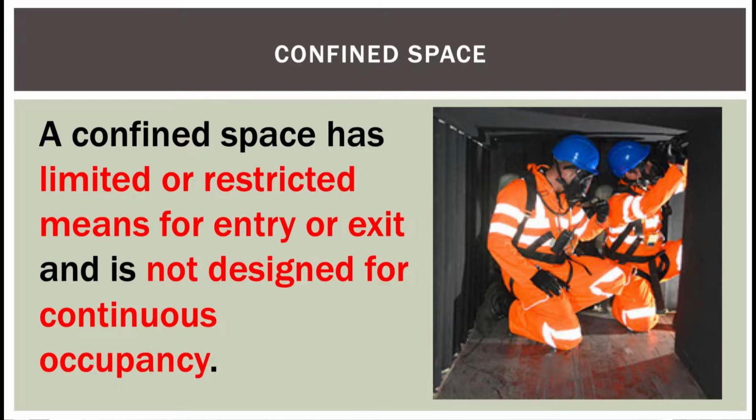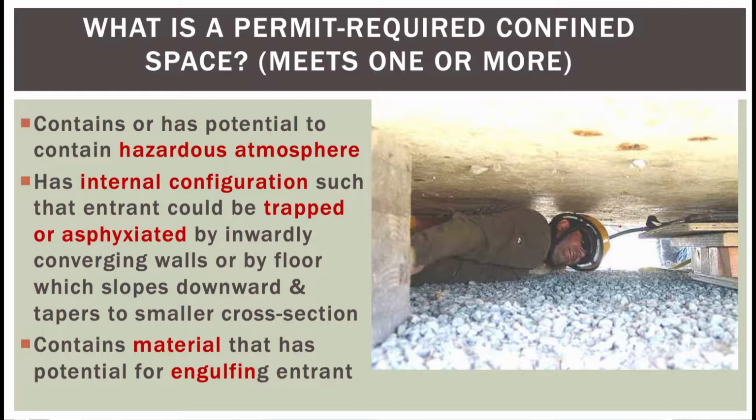Not all confined spaces are permit required confined spaces. So you may have a space that is considered a confined space, but it may not be a permit required confined space. A permit required confined space meets one or more of these criteria plus has limited or restricted means of entry or exit. So it contains or has the potential to contain a hazardous atmosphere. It has an internal configuration such that the person who is entering could become trapped or asphyxiated by inwardly converging walls or floors which slope downward or taper into a smaller cross section.